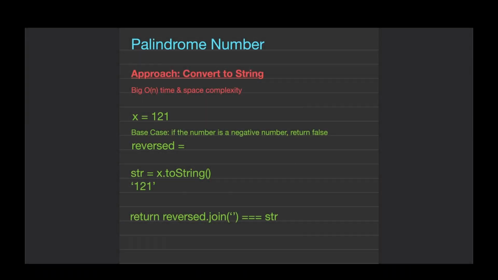For our first approach, we're going to convert the number to a string, push the characters into an array in reverse order, join the characters, and compare it to the string representation of our original number input. This solution has a big O of n time and space complexity. Here we have example 1 with an input of 121.